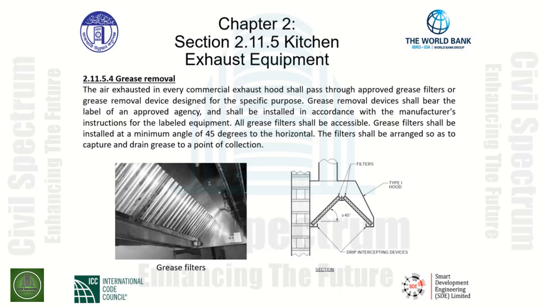To the right is a section view indicating the 45 degree or greater angle from the horizontal, and as grease would accumulate in the filters, it would have a way to drain downward into the intercepting devices, which is a channel that goes completely along the hood itself towards the back part of the hood and dumps into a collection cup on the far end of the hood, as can be seen in the picture on the left-hand side.